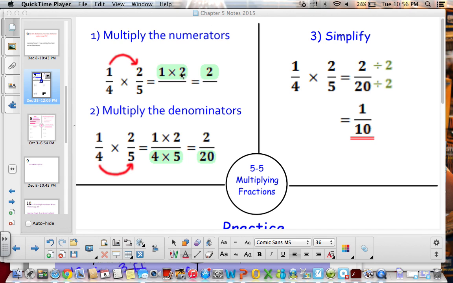Sorry, I'm getting ahead of myself. 1 times 2 equals 2. And then the second step is multiplying the denominators. 4 times 5, which is 20. So we have 2/20ths. And then our third step is to simplify. So we can see it's rewritten: 1/4 times 2/5 equals 2/20ths. We know that 2 and 20 can both be divided by 2. So we're going to do that, and then we get 1/10.